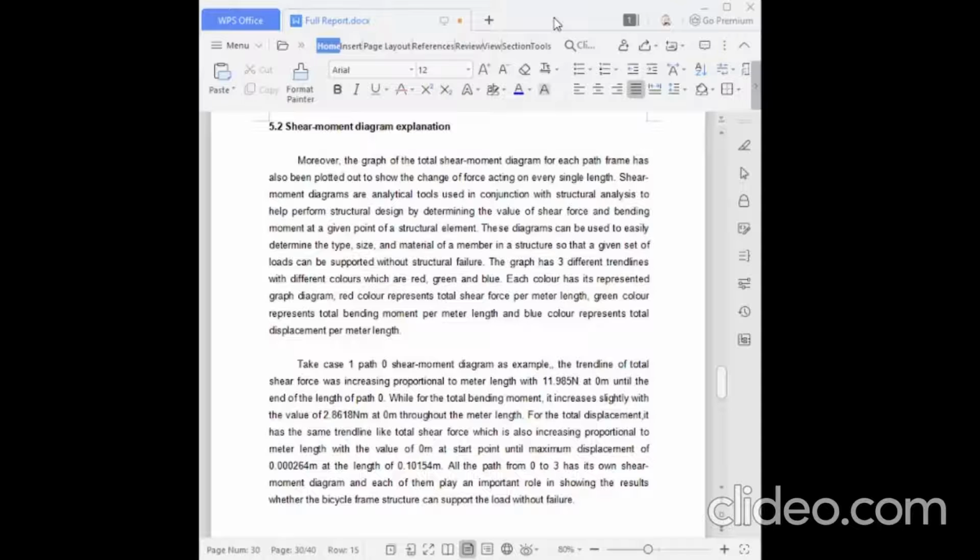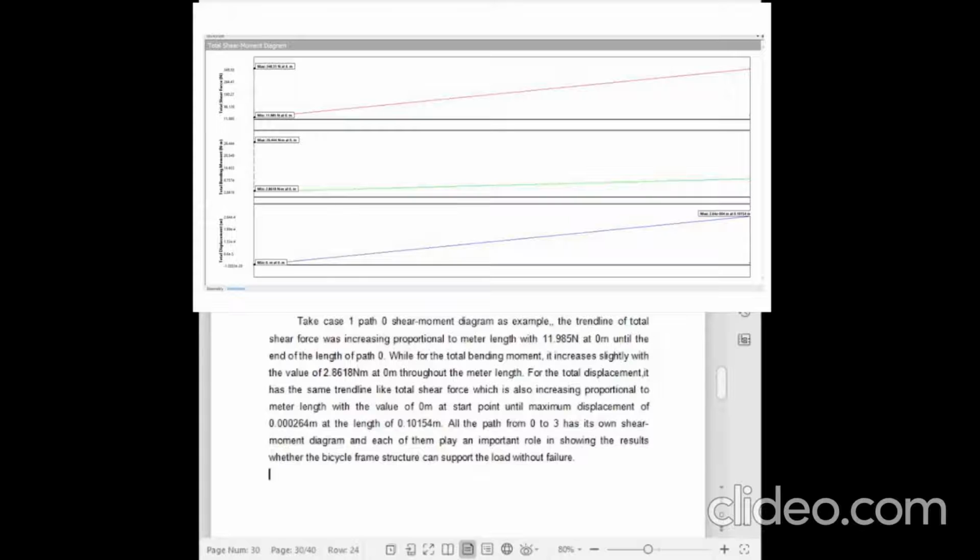So in this project, the graph has three different trend lines with different colors, which are red, green, and blue. Each color has its represented graph diagram. Red color represents the total shear force per meter length, green color represents the total bending moment per meter length, and blue color represents the total displacement per meter length. Here I take the shear moment diagram of pad 0 from case 1 as an example.